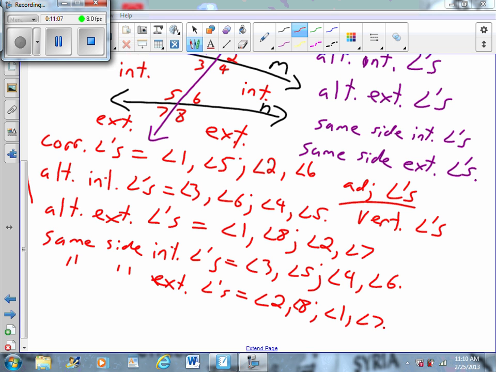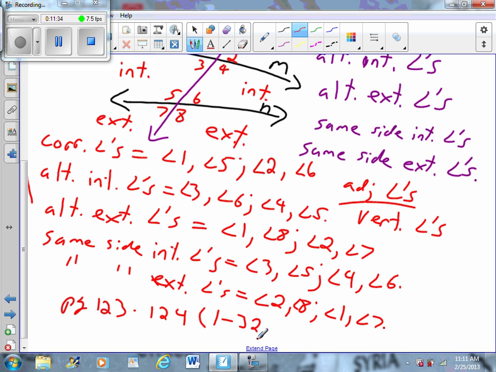Okay, your homework is going to be from pages 123 to 124, 1 through 32, all of them, okay? All of them, A-L-L. So page 123 to 124. I want you to do 1 through 32, all of them, okay?